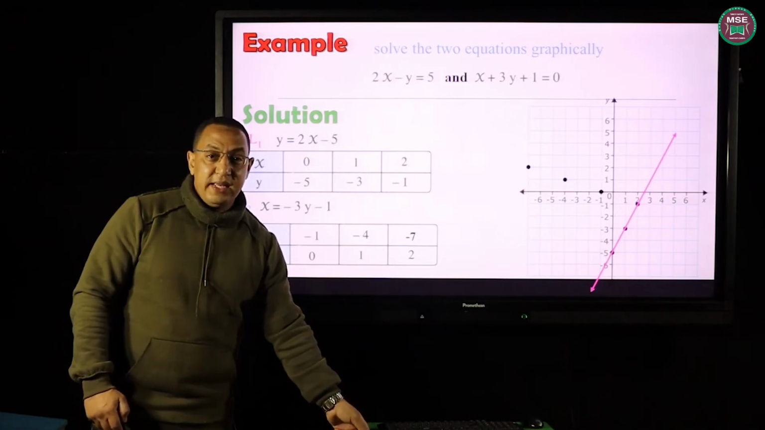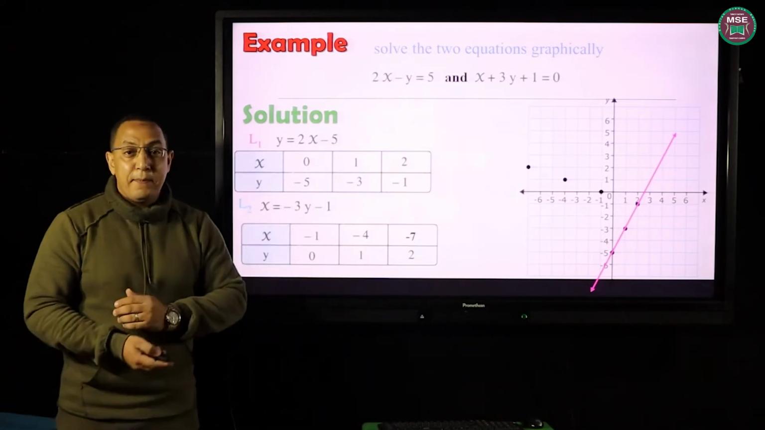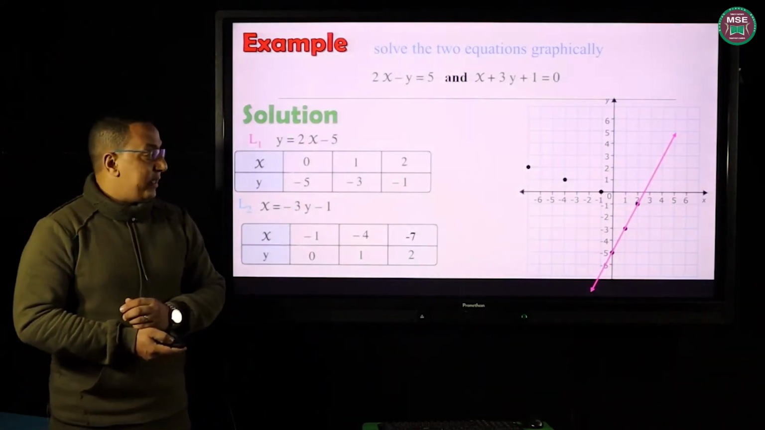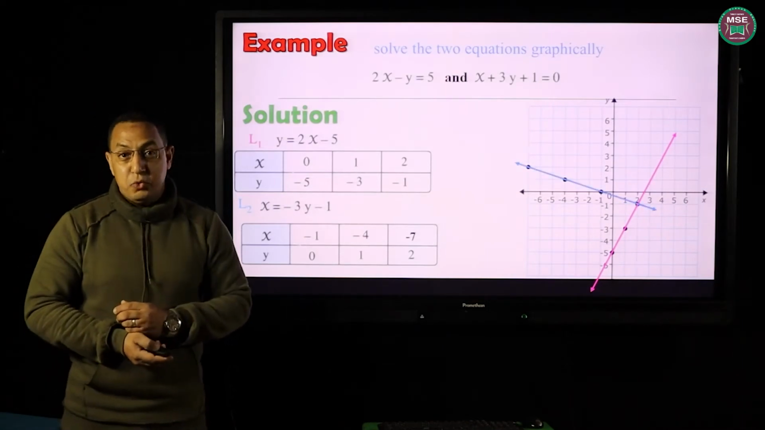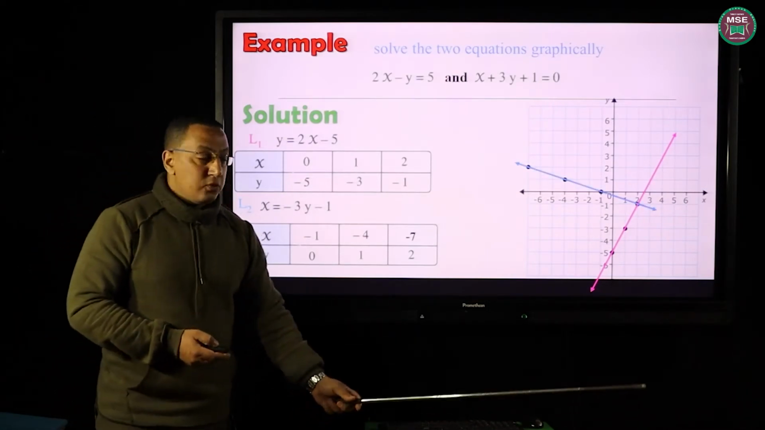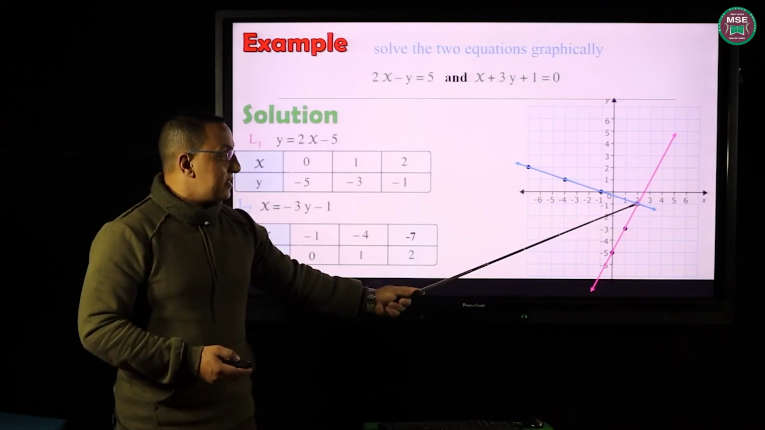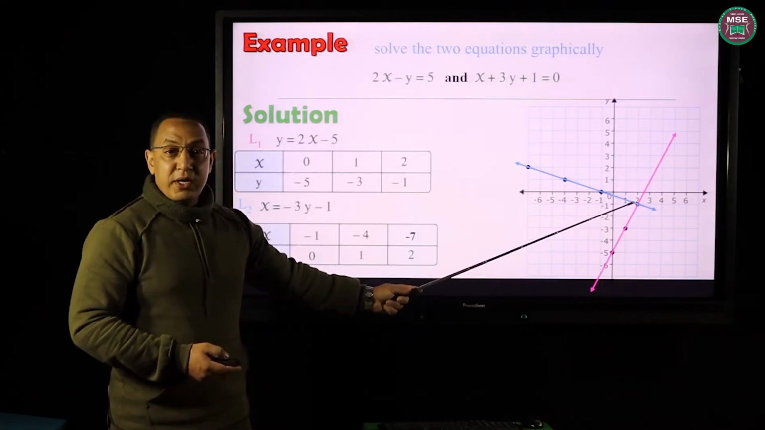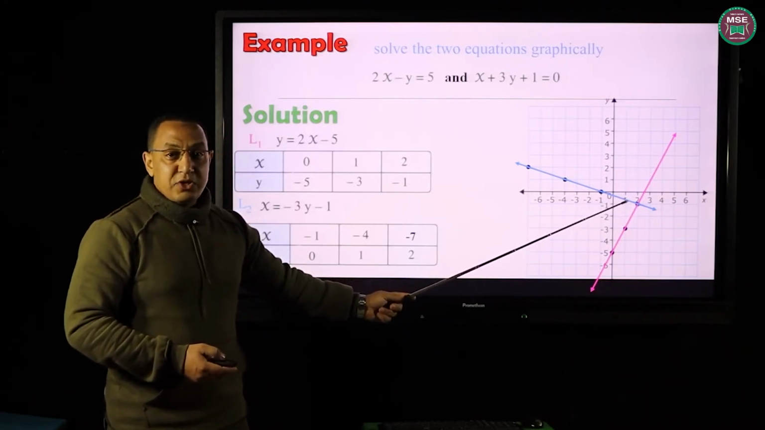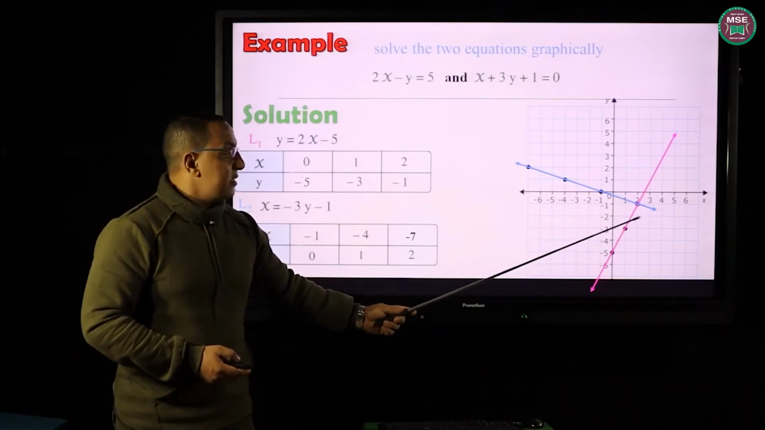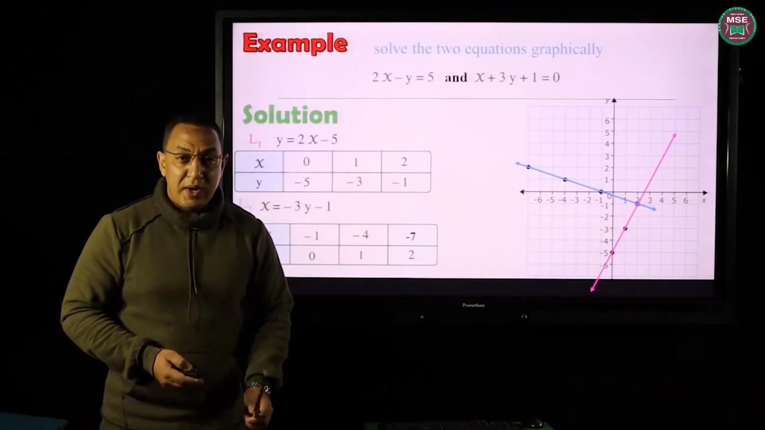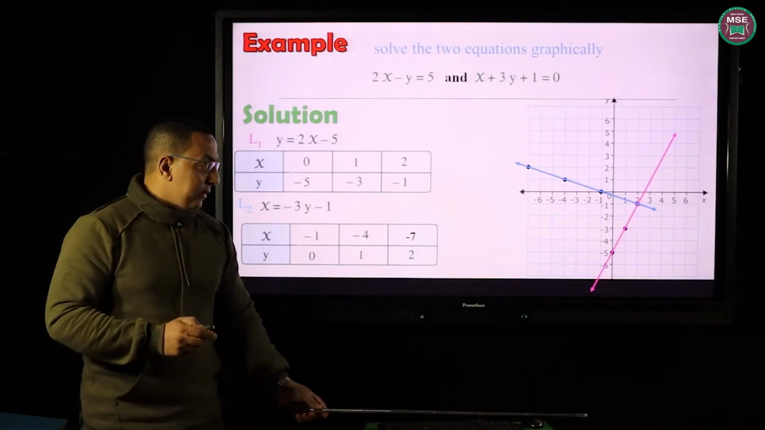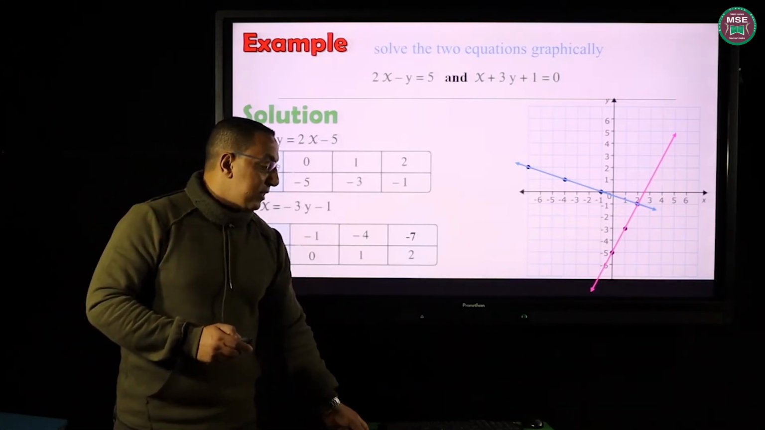And finally, I'm going to connect the 3 points by a straight line like this. This is L2. By looking carefully, the 2 straight lines intersect here in this point. This point is called the solution of the 2 equations. What is the solution of the 2 equations? It is the intersection point between the 2 straight lines.